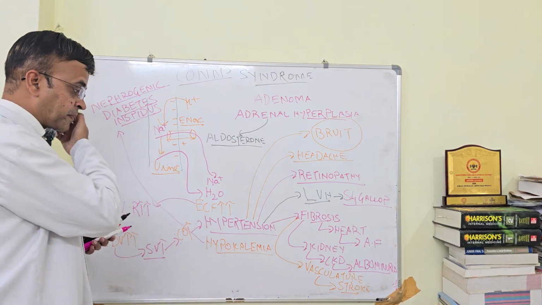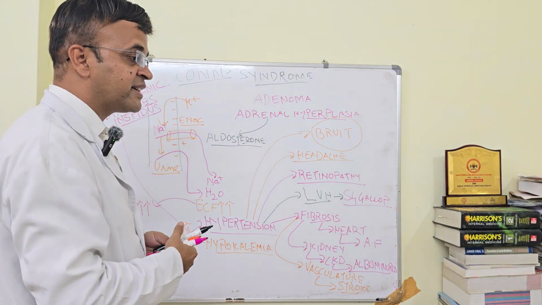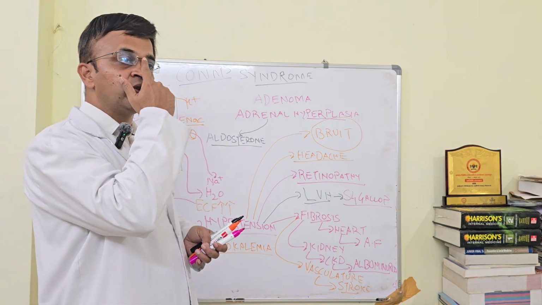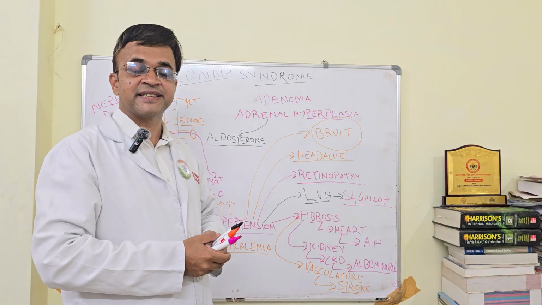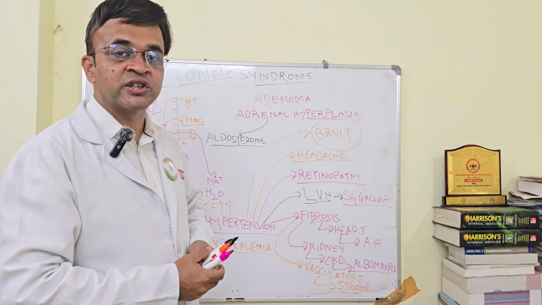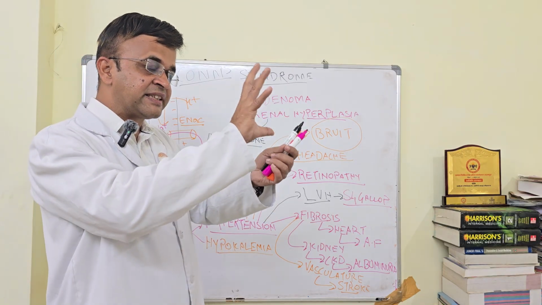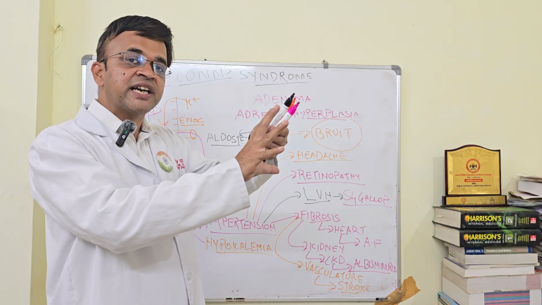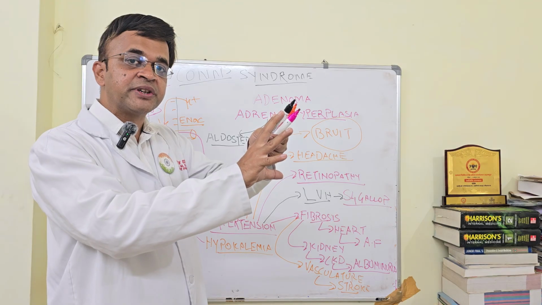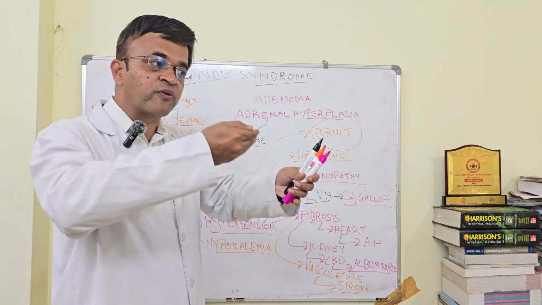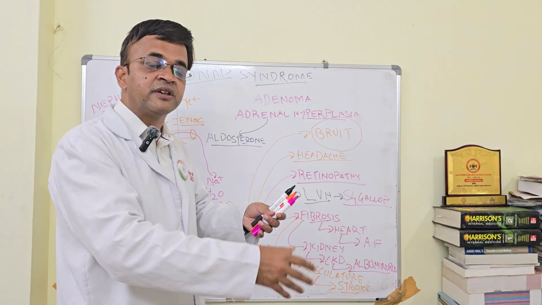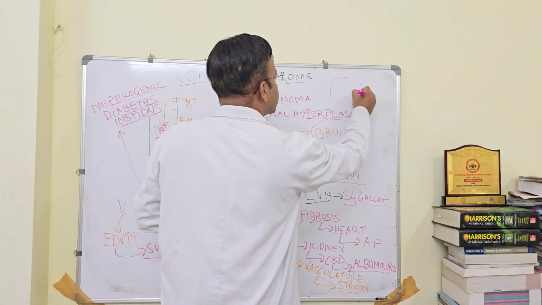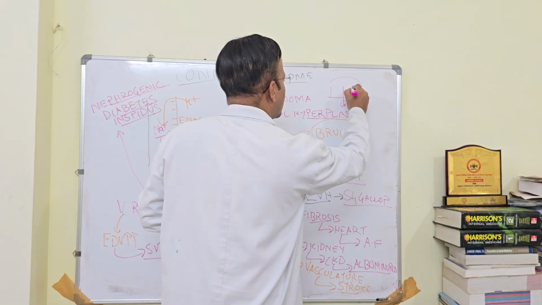Now, what else can hypokalemia lead to? If you're following my previous videos, hypokalemia can also lead to glucose intolerance. How does hypokalemia lead to glucose intolerance? Suppose there is a cell and outside you have got hypokalemia, and inside you have got a normal quantity of potassium. So there will be a lot more flux of potassium going out from inside the cell to outside the cell.